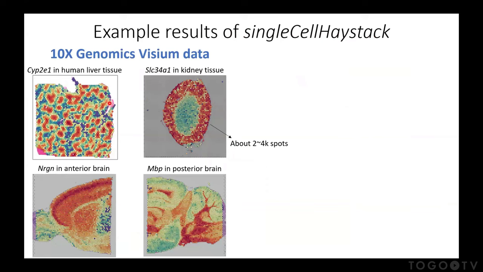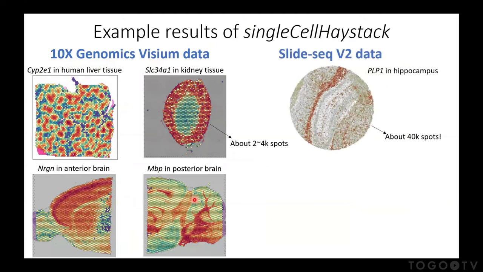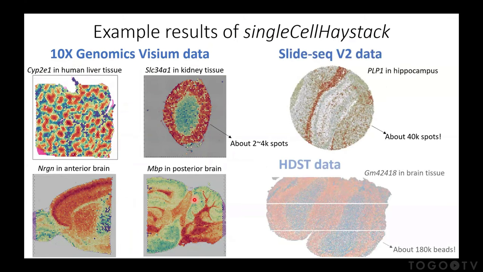And so these are some examples. This is the same 10x Genomics Visium platform. This is a high scoring gene in the human liver tissue. You can see that very peculiar pattern again. And this is a high scoring gene in a mouse kidney or in a mouse brain, anterior parts or posterior parts. So we can see these very complex patterns, I guess. And this is another platform, and another platform. The high scoring genes tend to have a clear pattern. So it works, I guess.